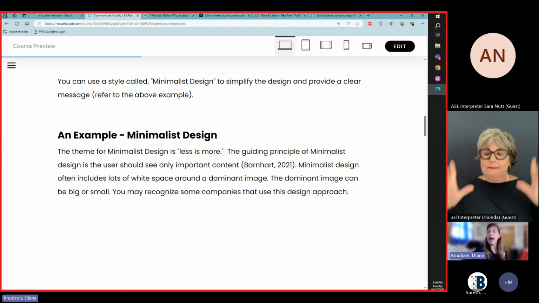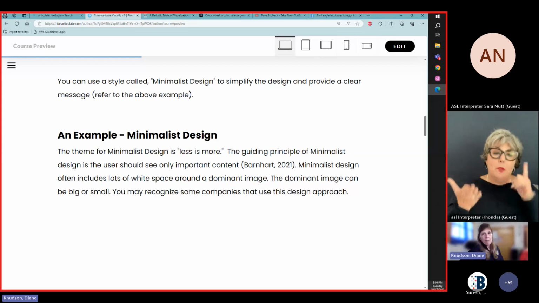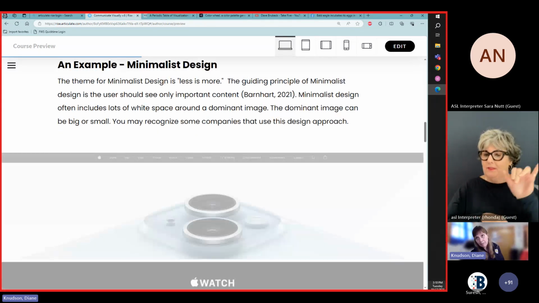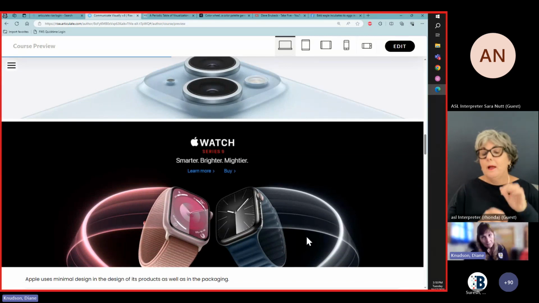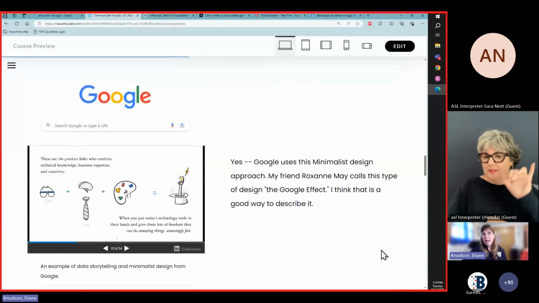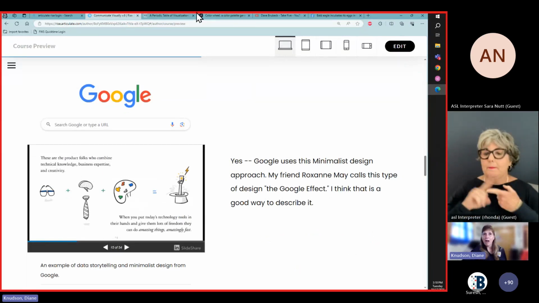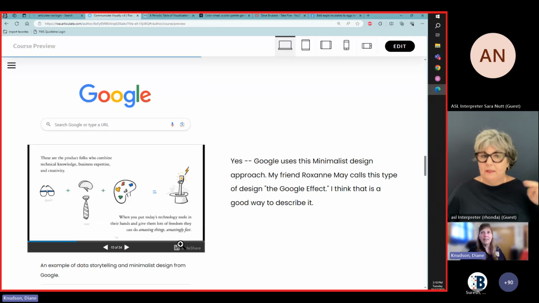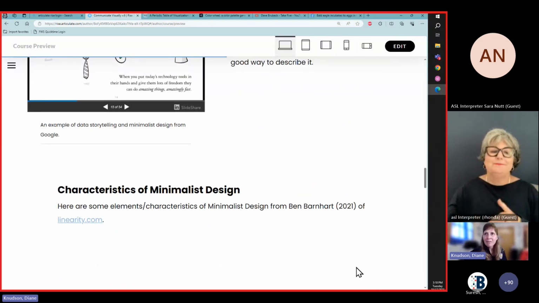The space can be white or it can be another color. And you might recognize some of the companies that use this particular design approach. The big one is Apple, and also Google. My friend and coworker Roxanne May calls this type of design the Google effect. And I think that's a good way to describe it.